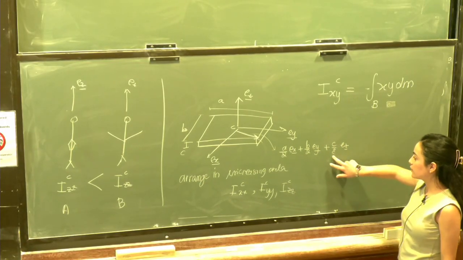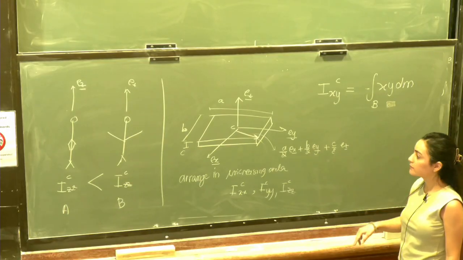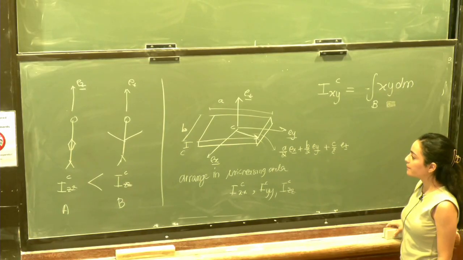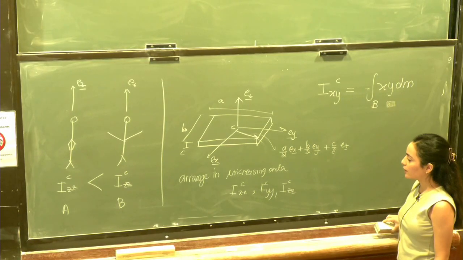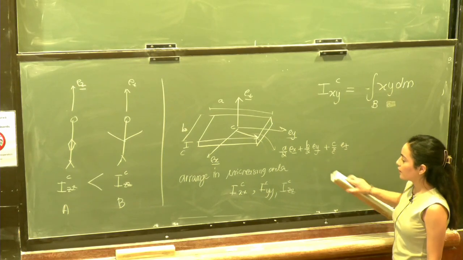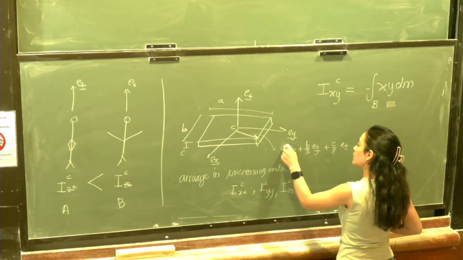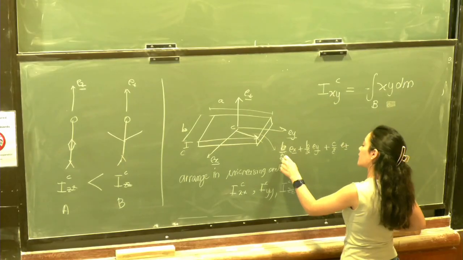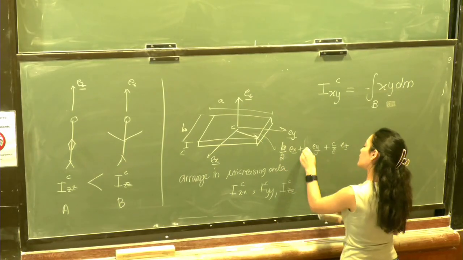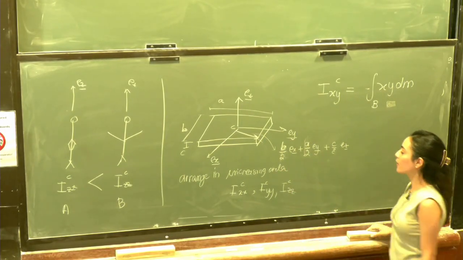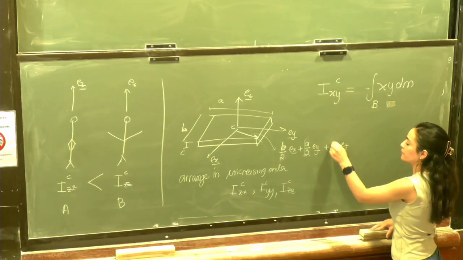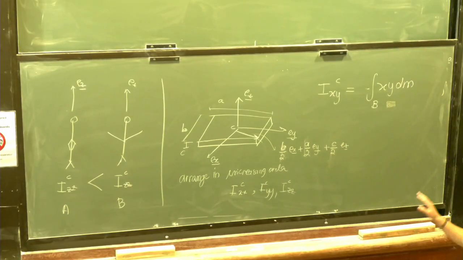Plus C over 2 ez. What is it? Should I flip? Okay, so B over 2 ex, A over 2 ey, and C over 2 ez. Okay, let us think 1 second.